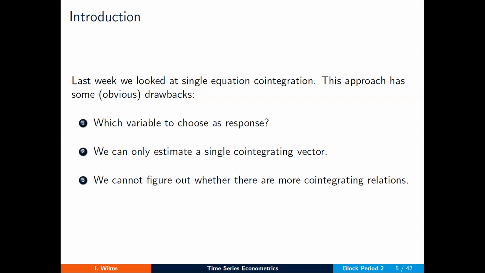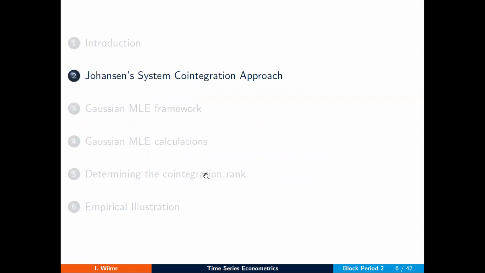So all this combined makes it clear that the single equation framework for co-integration is a nice starter, but we would like to tackle each of these drawbacks and take our co-integration analysis one step further. And that is exactly what we're going to do with the system approach to co-integration as put forward by Johansen. So let's have a closer look at this multivariate approach to co-integration.